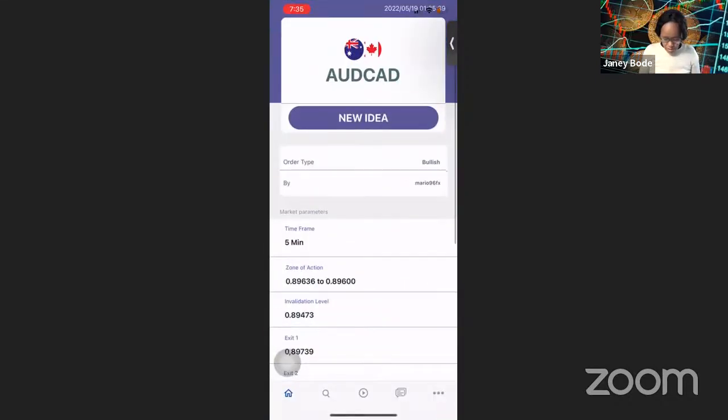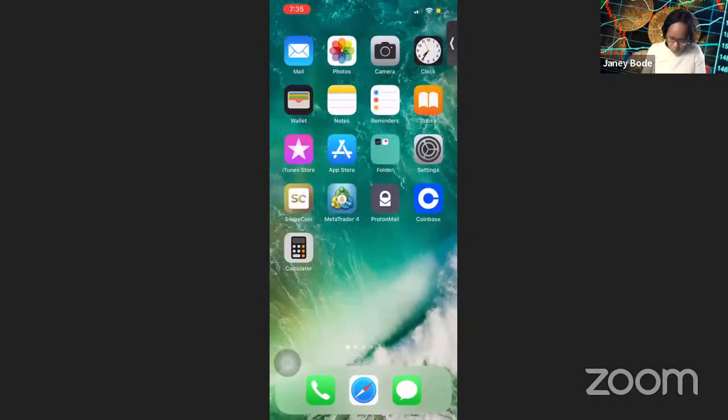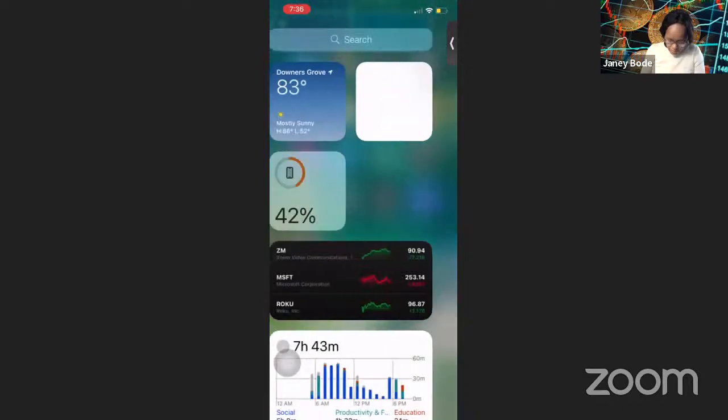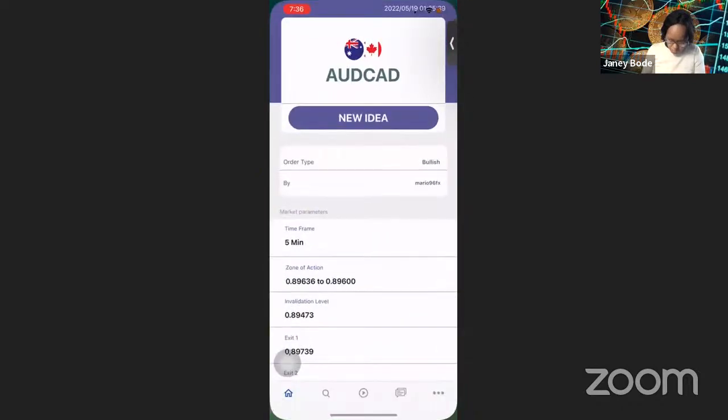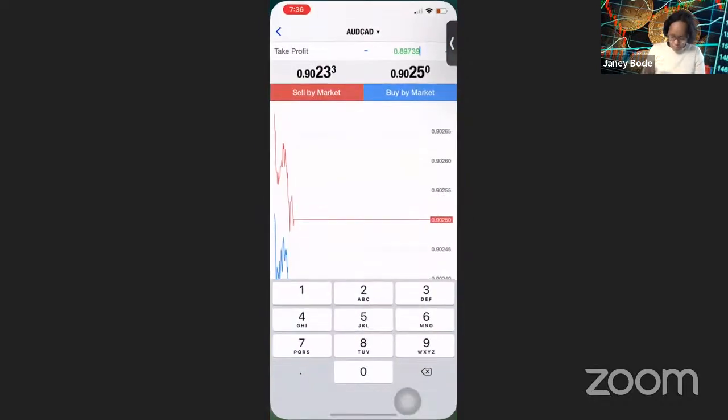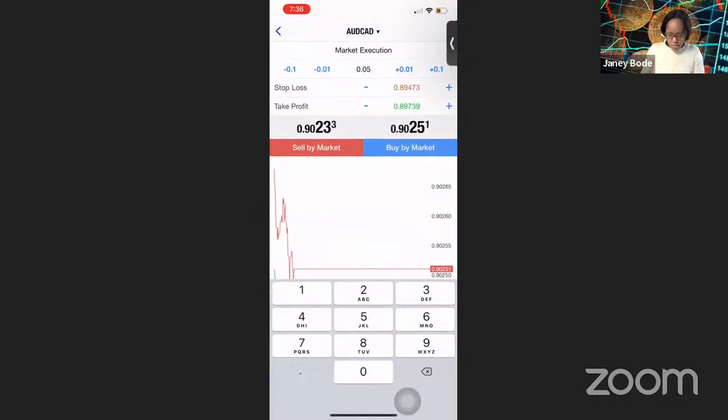So the zone is 0.89636. Okay, how do I know the zone areas? I just come here. I look here, right? Zone of action. So I know it's bullish. Bullish is the same as the buy. Remember, that's important. Same as buy.